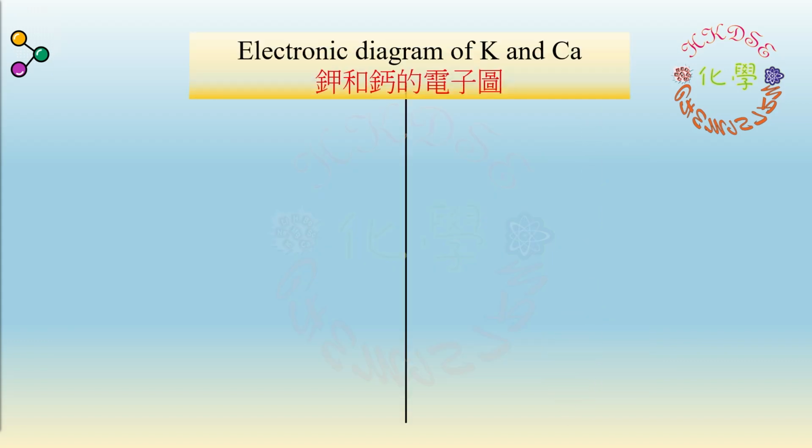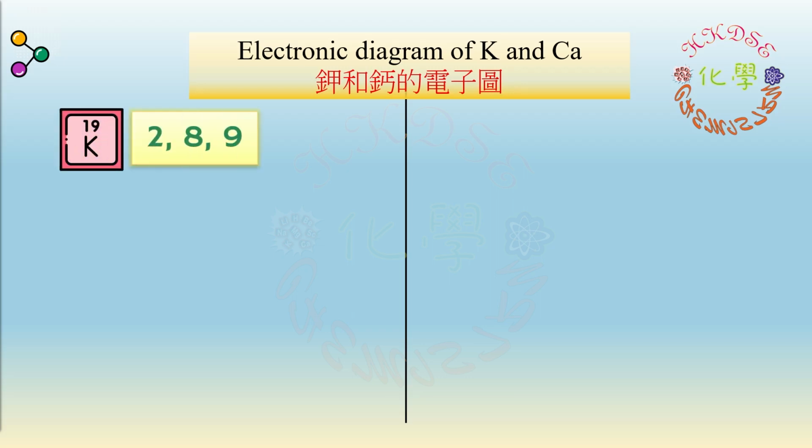In the last video, based on the Bohr model, the electronic arrangement of potassium should be 2, 8, 9, however, it is incorrect. Potassium should be arranged in 2, 8, 8, 1. We can learn how to draw them with the help of the periodic table. Elements under the same group will have the same number of electrons in their outermost shell. Potassium belongs to group 1, hence, its outermost shell will have 1 electron.